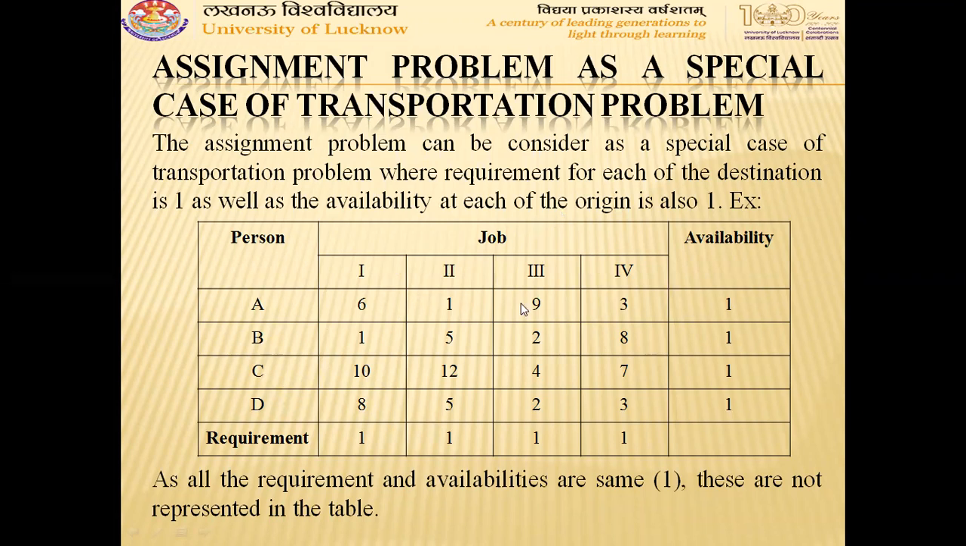And here some quantities are mentioned. You can consider these as the cost of assignment. That is, job 1 can be assigned to person A and its cost will be 6 units. And here you can see the availability for each person is 1 and the requirement for each job is 1. That means all the rim requirements are 1. So we can say assignment is a special case of the transportation problem.